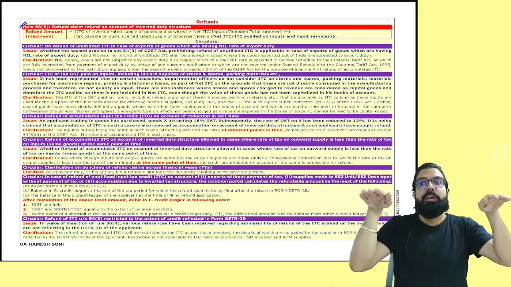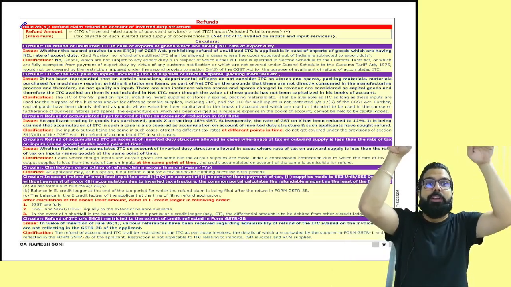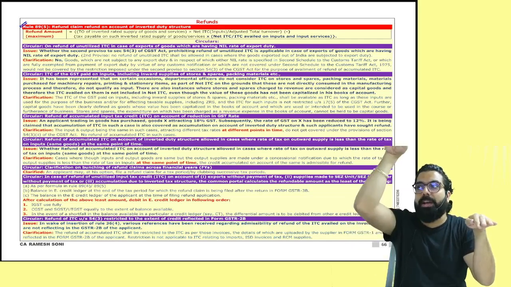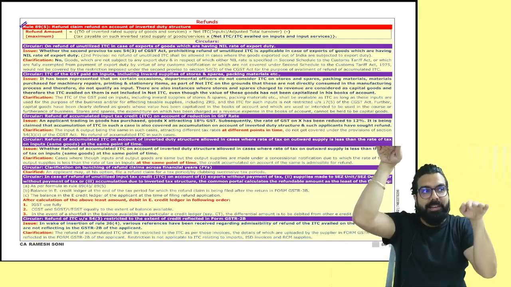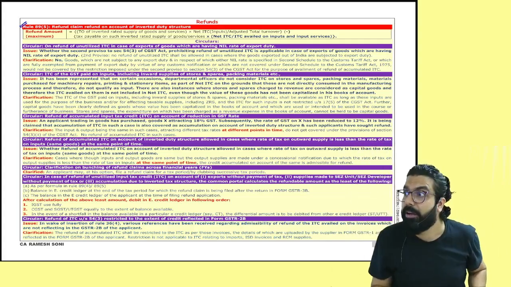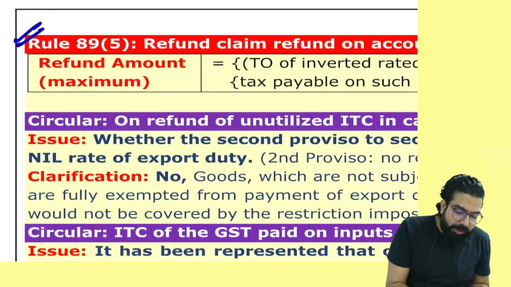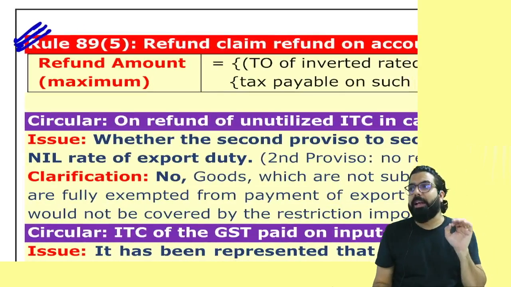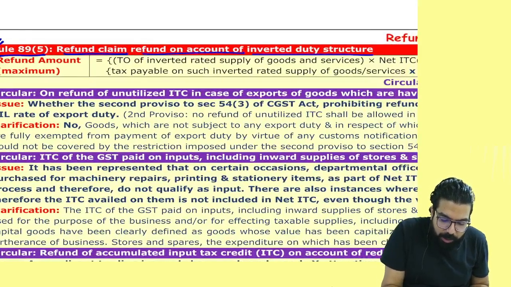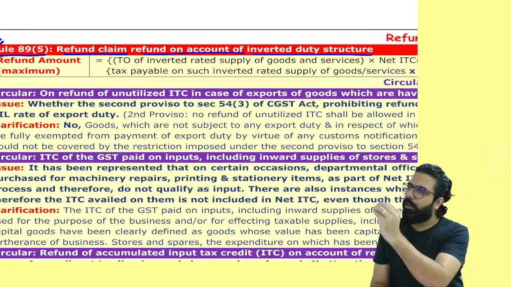If your input tax rate is more and your output tax rate is less, then whatever is the differential ITC, you will be given a refund, and that refund is to be calculated as per 89(5). Refund claim on account of inverted duty structure. I will explain it to you. You tell me, everyone.